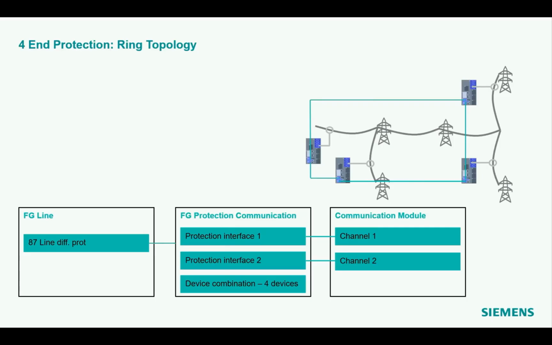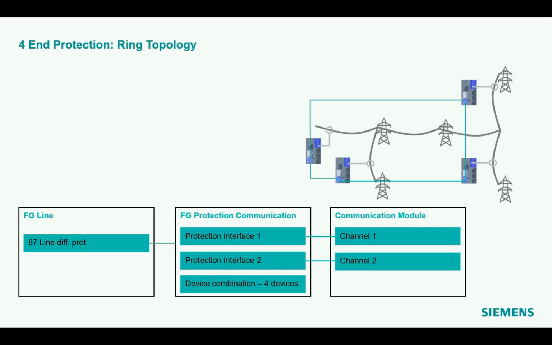We have one function group line with the main protection function in it. We have one function group protection communication. We need 2 protection interfaces because each of these devices is talking to 2 other devices. So it's connected to 2 other devices. That's why we need 2 protection interfaces here.